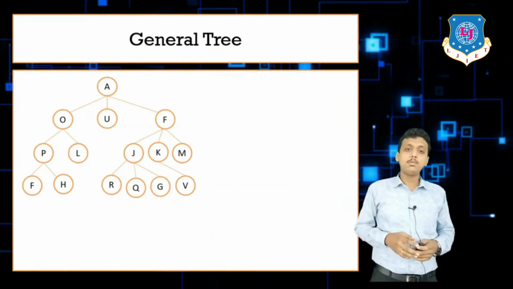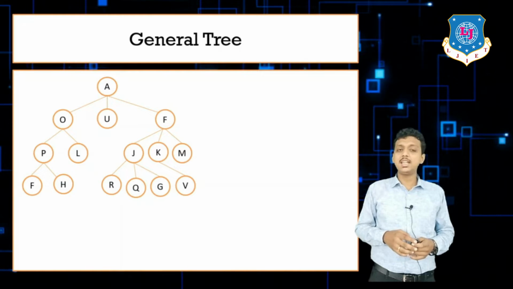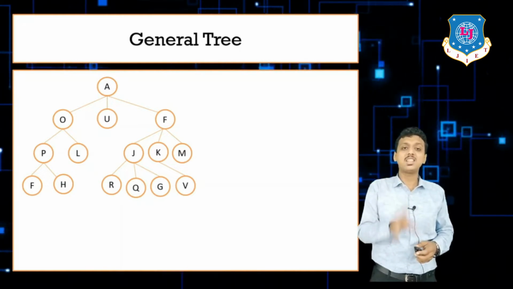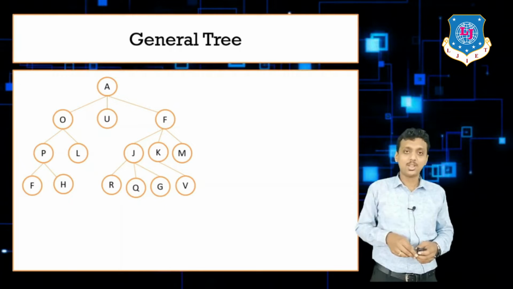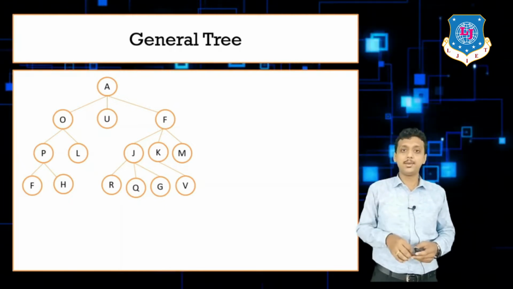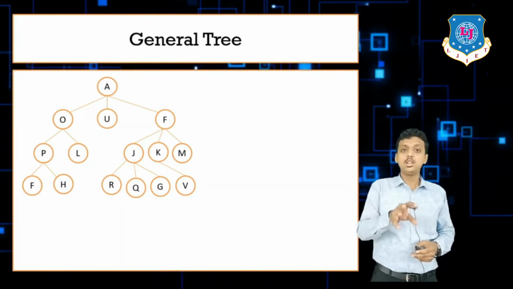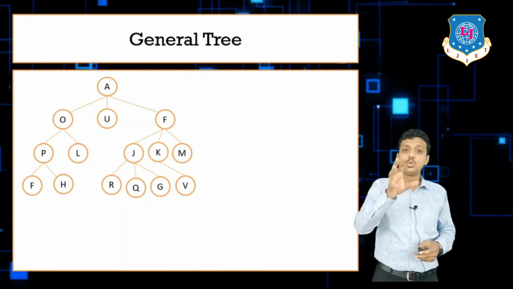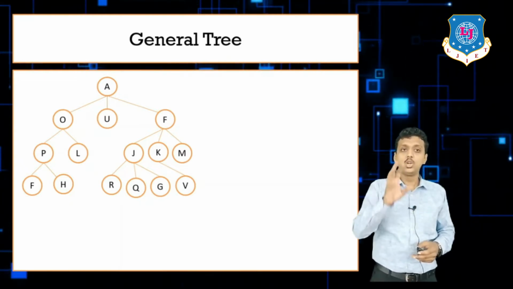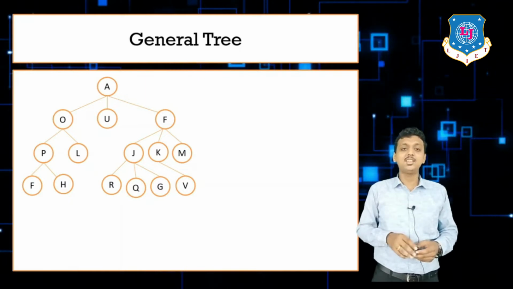Now, if you remember the definition of binary tree, we can easily say that a binary tree must contain a maximum of 2 children. Each and every node in a binary tree contains a maximum of 2 children. But right now, the root node A contains 3 children. Now, the node J again contains 3 children.